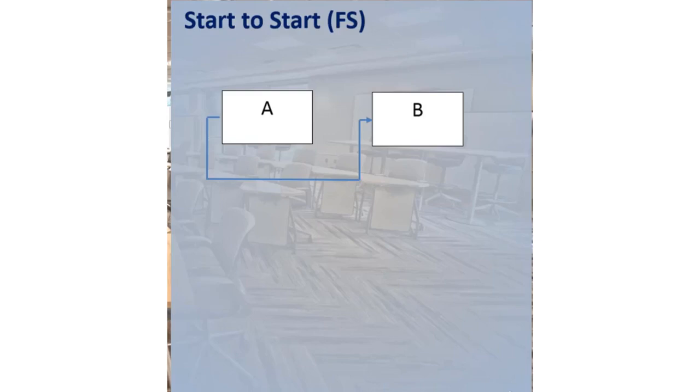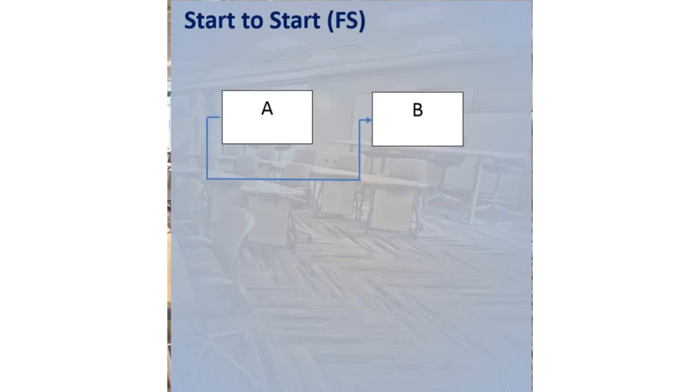This link type is generally represented as follows. Here, the arrow between the two boxes starts from the left side of the first box and enters the left side of the second box. In our coffee example, A is the heating the water task and B is the preparing the cup task.